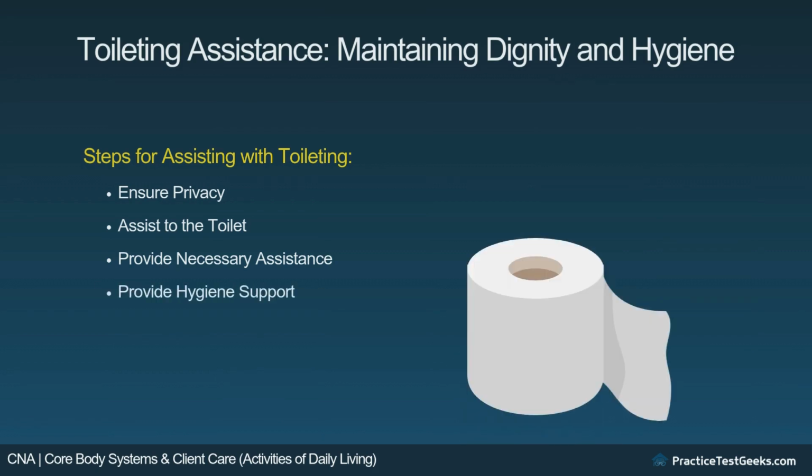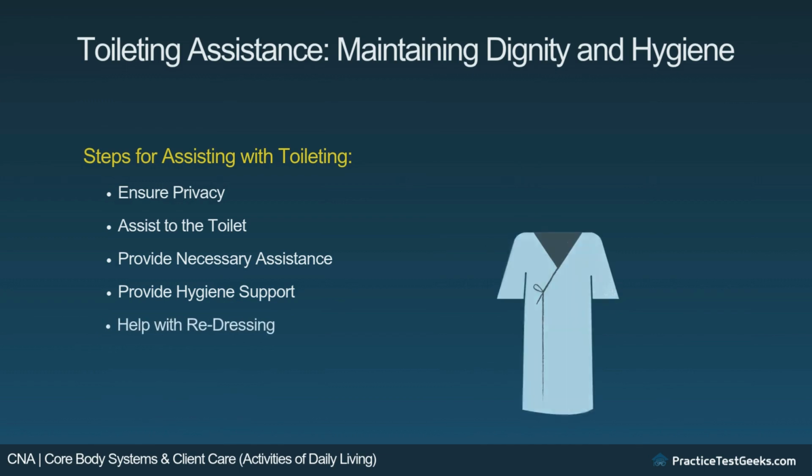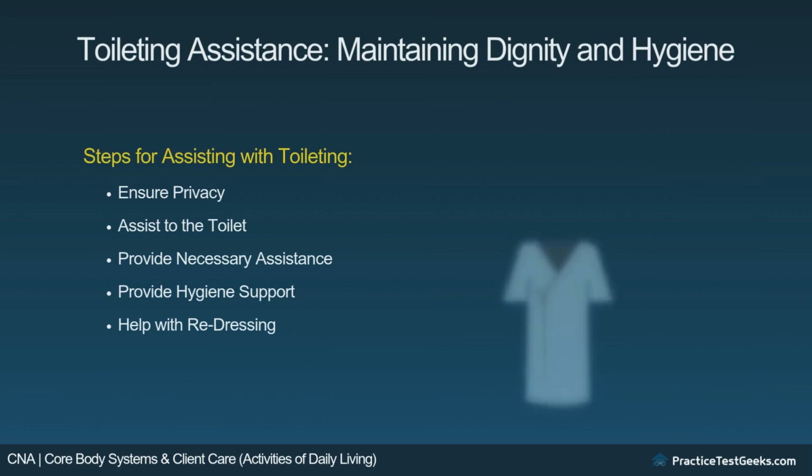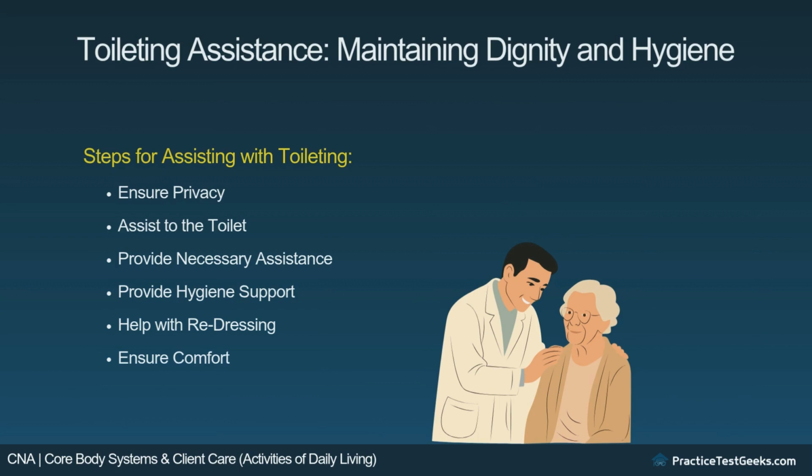Provide hygiene support. After toileting, assist the patient with cleaning from front to back, especially for females, using toilet paper or wet wipes. Help with redressing. Assist the patient with lowering or raising clothing and ensuring that they are fully dressed. Ensure comfort. Make sure the patient is comfortable before leaving them and that the bathroom area is safe to navigate.